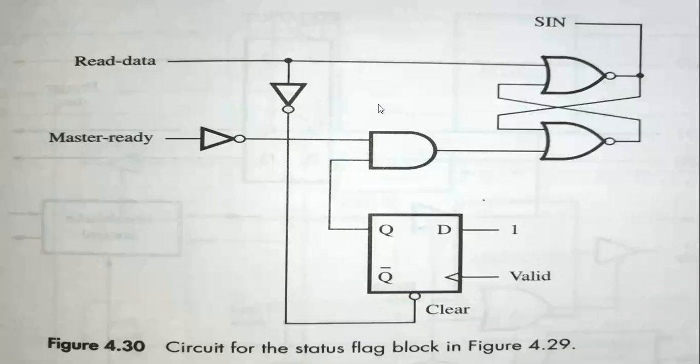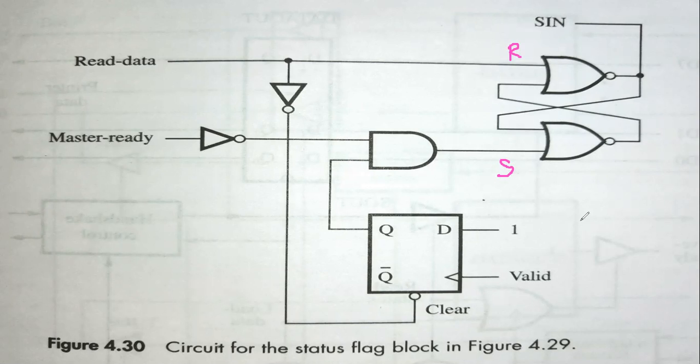Now let me name the locations of this circuit, then you will have a better understanding. I am going to call this particular point R, and this particular point S, the line. These are two different lines: one is the outcome of master ready, and another is the outcome of the read data. So now what do we need to do?